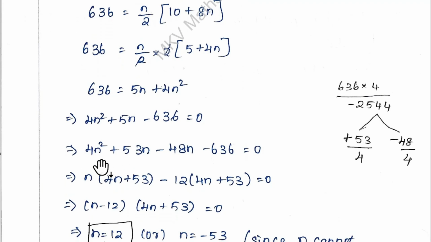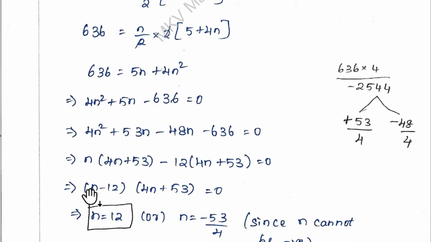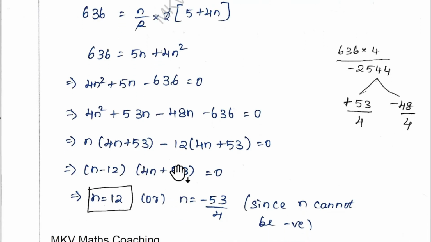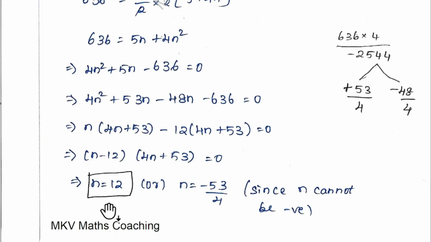From the first two terms, I'm taking n common out: n into 4n plus 53. In the second two terms, both are 12 multiples, right? I'm taking minus 12 common out. So 4n plus 53. So I'm getting n minus 12 into 4n plus 53. Since 4n plus 53 equal to 0 gives the negative value, n equal to minus 53 by 4. We cannot get a negative or fractional value for n. n is equal to 12 is the value. Correct. Required number of terms is 12.